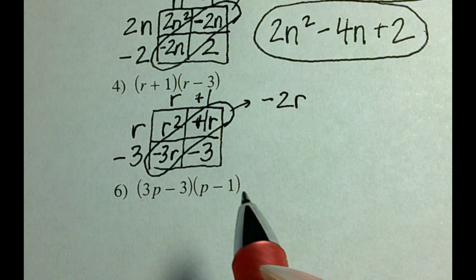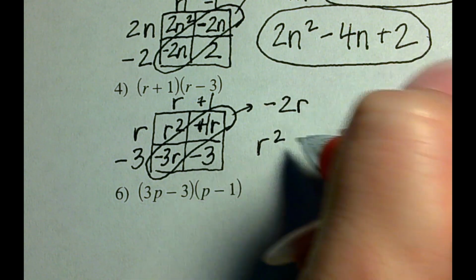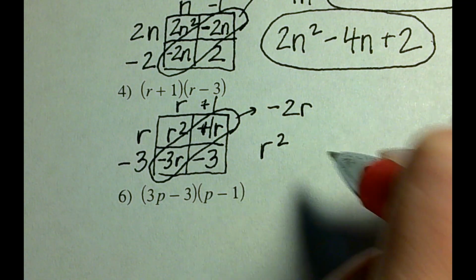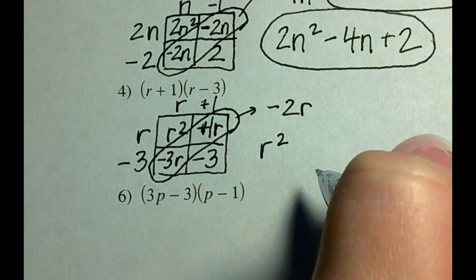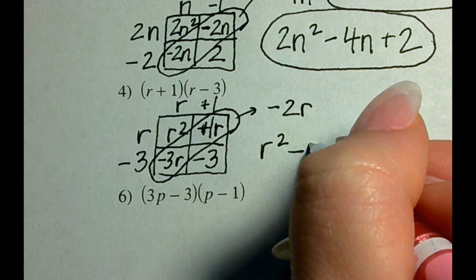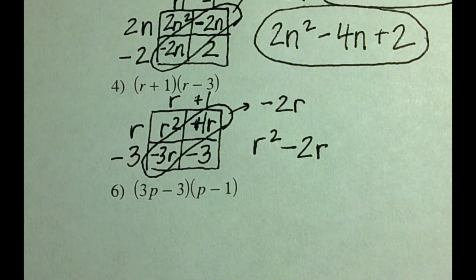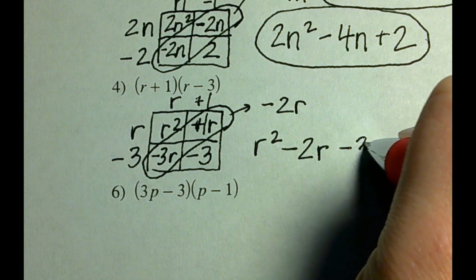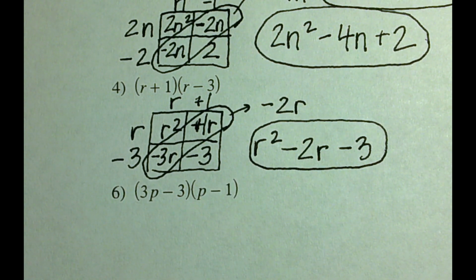So what is our final answer? R squared plus the -2R. So should I write plus -2R or do I need that plus sign? We can just write -2R, yeah, right. -2R. Yes. What's last? -3. R squared minus 2R minus 3. Very, very nice.